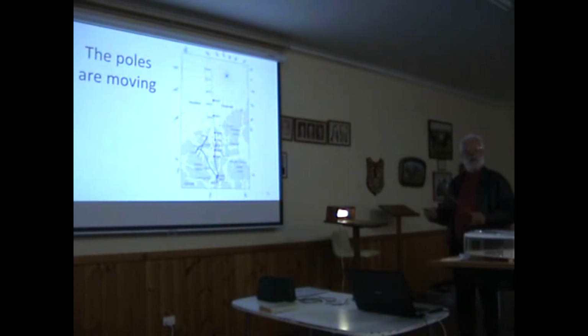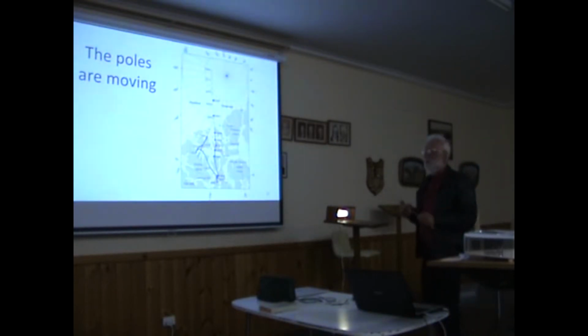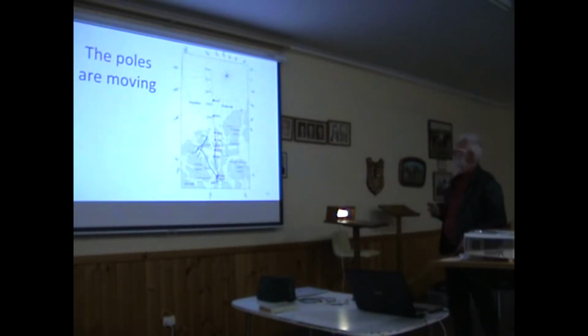Actually, the Earth's magnetic field is wandering around. It's not stable, and we can see why that is in a while. So this is just the history of where the magnetic North Pole has been. It's wandered around a fair bit, as you can see, and it's still in motion.